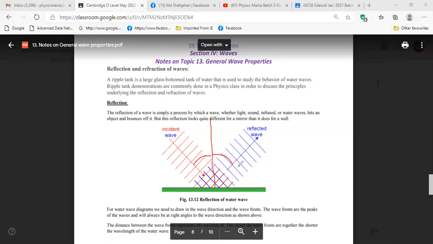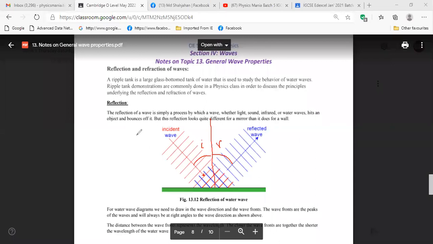Hello? Is it clear? Yes, sir. The angle of incidence and angle of reflection are equal. So you write this definition here. From here, reflection. From here you write reflection.